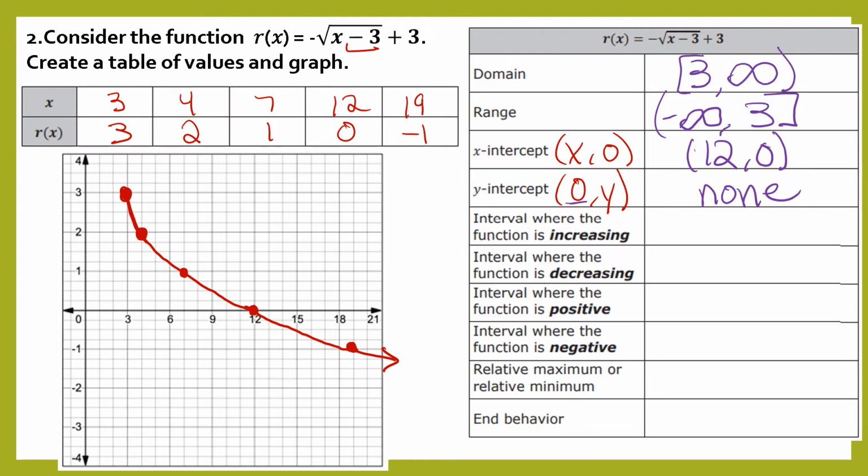All right, increasing, decreasing interval. Increasing is where the graph's going up, decreasing is where the graph's going down. So think about a person walking on your graph. What's he doing right off the bat? He's decreasing. Will he ever increase? Oh, he's going to walk down that graph forever. So we're going to say there's no increasing intervals.